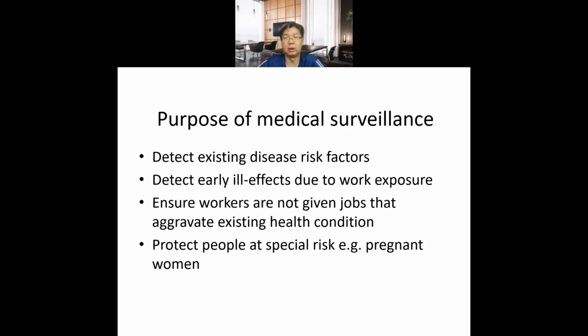Also, we want to identify births at risk, especially pregnant women. Under the law, no pregnant woman should work with chemicals hazardous to health. So if we don't carry out medical surveillance, asking all the workers working with chemicals hazardous to health, we will not be able to identify who is actually pregnant. And the workers themselves might not know. If they are pregnant, they are not allowed to work with chemicals hazardous to health. So that is the main purpose of medical surveillance: the purpose of protecting the workers' health.